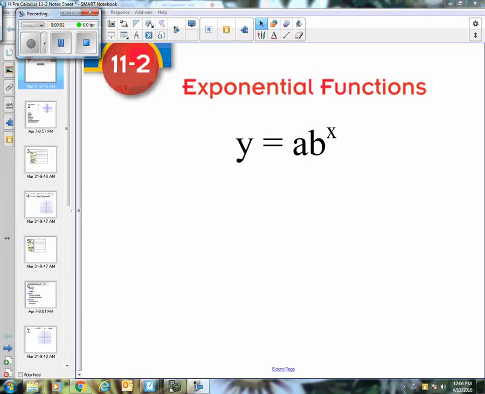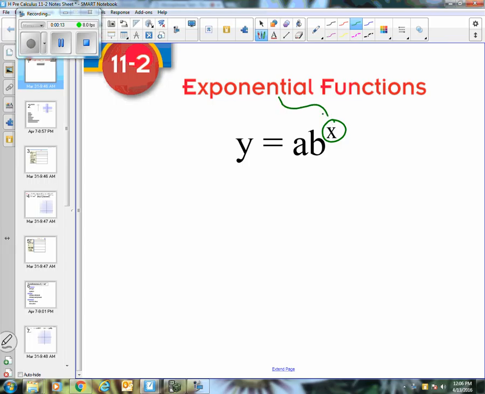Okay, everybody, today we're going to look at something called an exponential function. It's a type of graph, a parent graph, that uses a variable, the x, up in the exponent. The reason we call it exponential is the location of where that variable x is. Anything that has a variable in the exponent, that's what we call exponential.